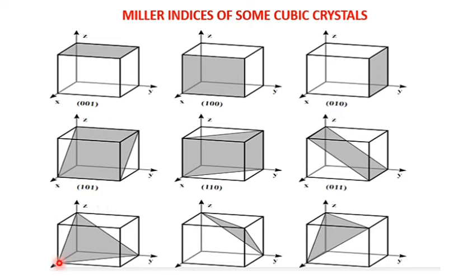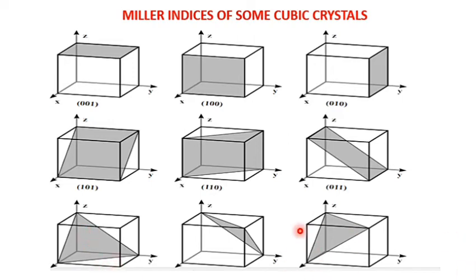How many intercepts are there? In the X axis there is the intercept. In the Y axis there is the intercept. In the Z axis there is the intercept. Therefore, what is the value? In brackets, 1, 1 and 1 is the correct answer.